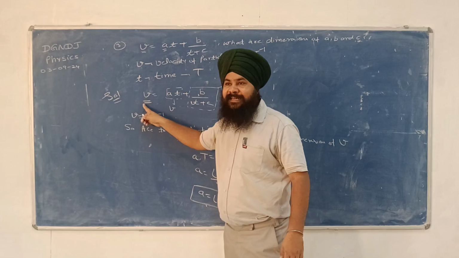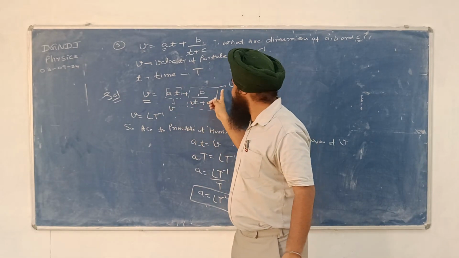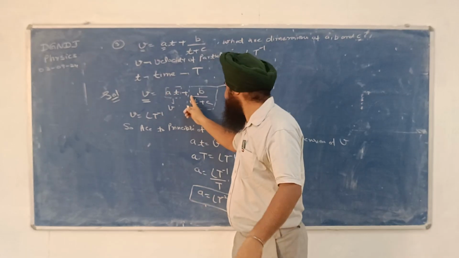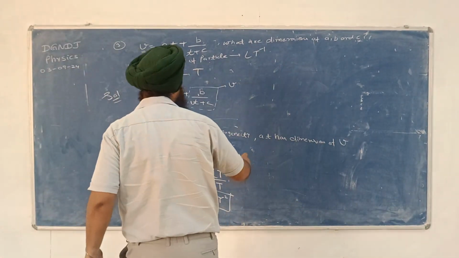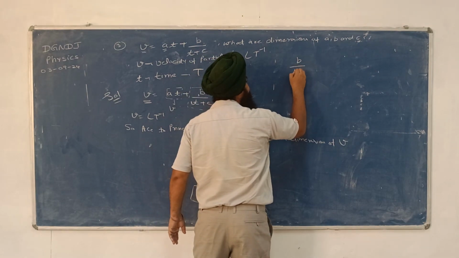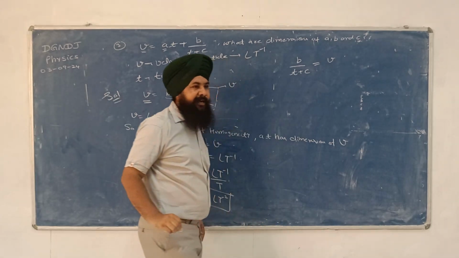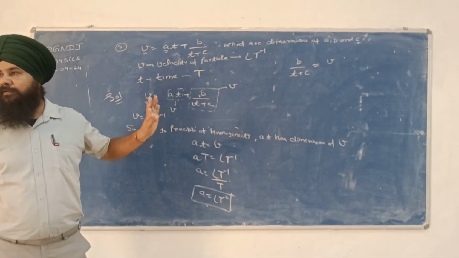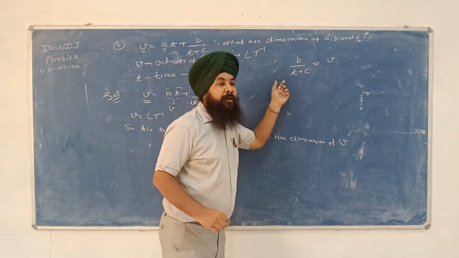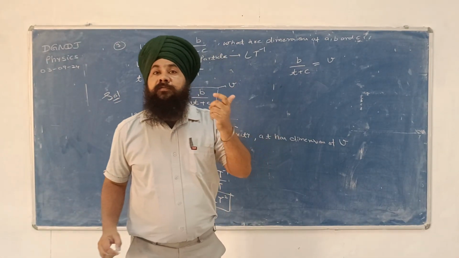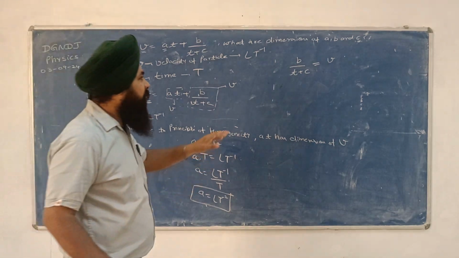अगर इसका मतलब this has a dimension of velocity, it means this is velocity. So it means this term as a whole has a dimension of velocity. So I will write here B by T plus C. This is equal to velocity. Any doubt? No, sir. Now please look at the expression carefully. क्वेश्चन को थोड़ा ध्यान से देखिए बेटा. What is this C?